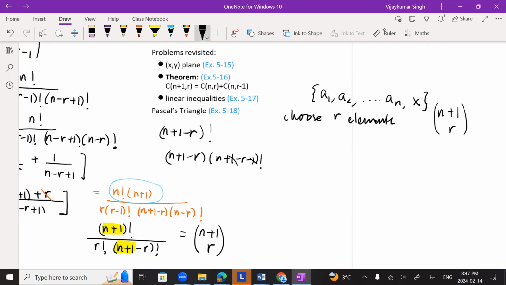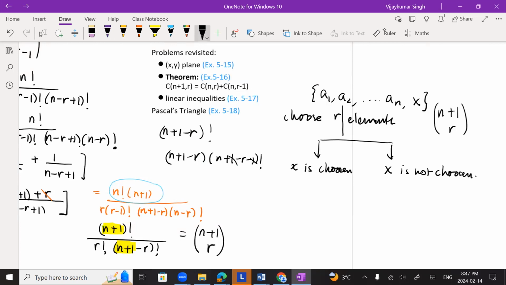Okay. Now I'm going to break this process into two parts. I'm going to look at the same choosing of r elements in two different ways. Whether my X is chosen or X is not chosen. I'm making an r element set. It is possible that X is there. It's possible that X is not there. Makes sense, right? So let's look at the case when X is there.